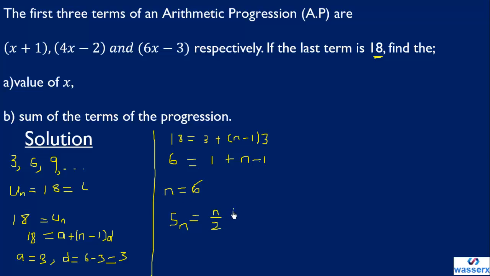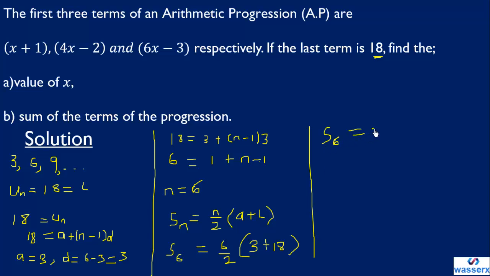So the sum of the first n terms is given by n over 2 into a plus L, which is the last term. Now we have the sum of the first 6 terms equals 6 over 2 into the first term, which is a, plus the last term, which is 18. The first term is 3. So the sum of the first 6 terms equals 3 into 21, which will give us 63.